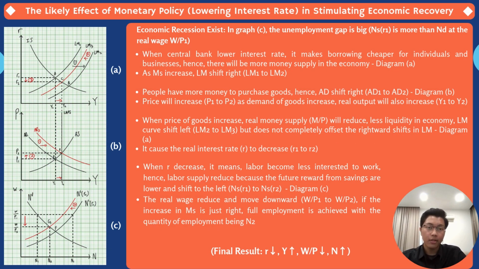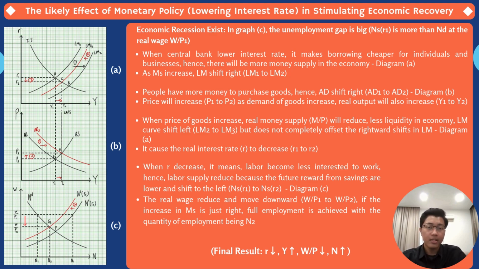By looking at the graph, we can say the economic recession exists. This can be seen in graph C. The unemployment gap is big because the labor supply, which is NS, is more than the labor demand, ND. To overcome this, the central bank can lower the interest rate. This will make borrowing cheaper, hence there will be more money supply in the economy. When MS increases by just the right amount, LM will shift to the right from LM1 to LM2.